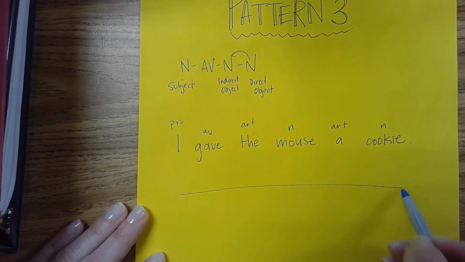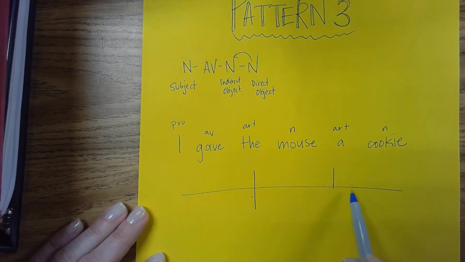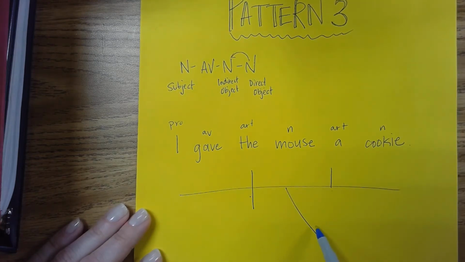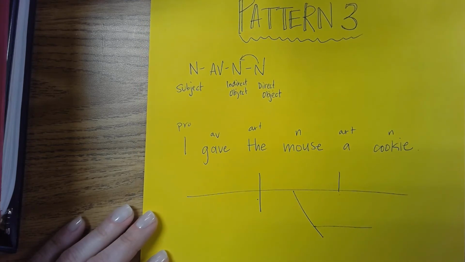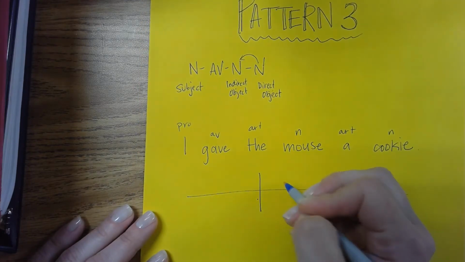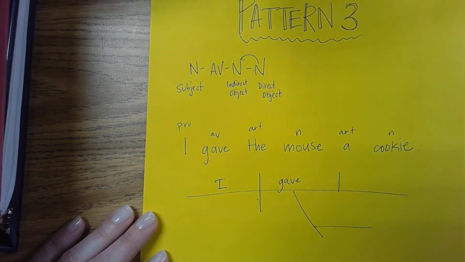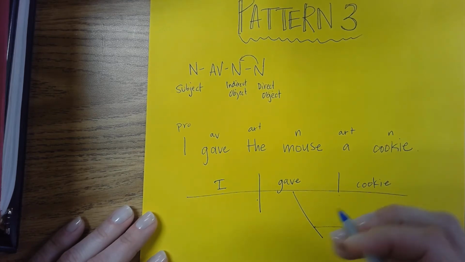So, if we were looking at our diagram, remember, all the way through, halfway through, and now we've got this indirect object, which goes underneath our verb, bone shard or dog's hind leg, or broken dog leg. So my verb is gave. Who or what gave? I gave what? Cookie. To whom? The mouse.